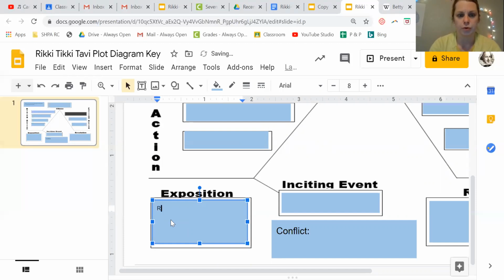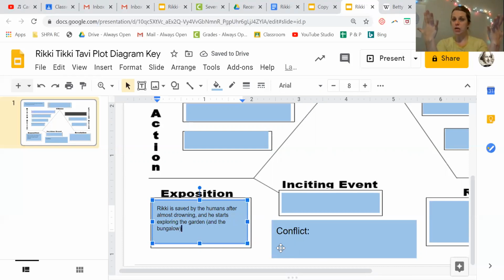So this is what I wrote. I have Rikki is saved by the humans after almost drowning, and he starts exploring the garden and the bungalow or house.